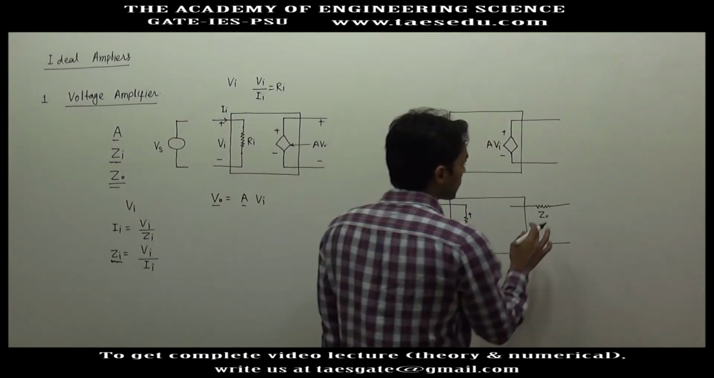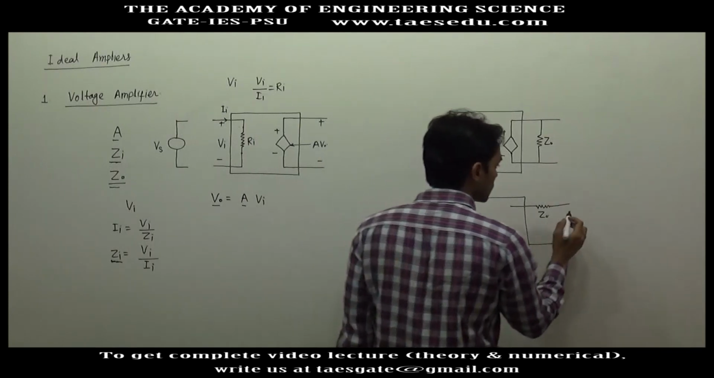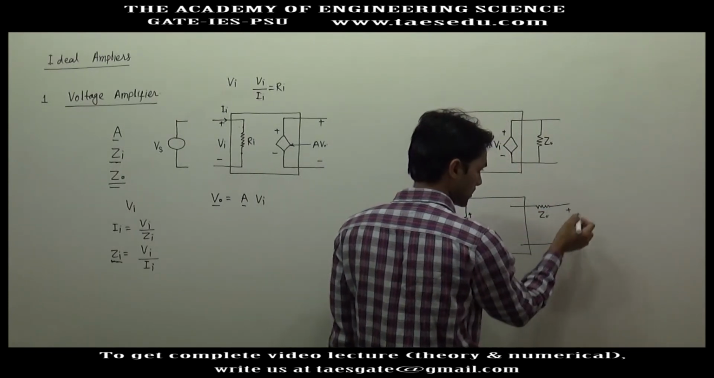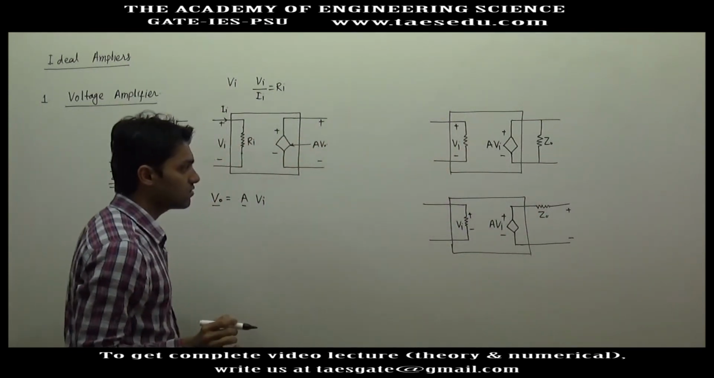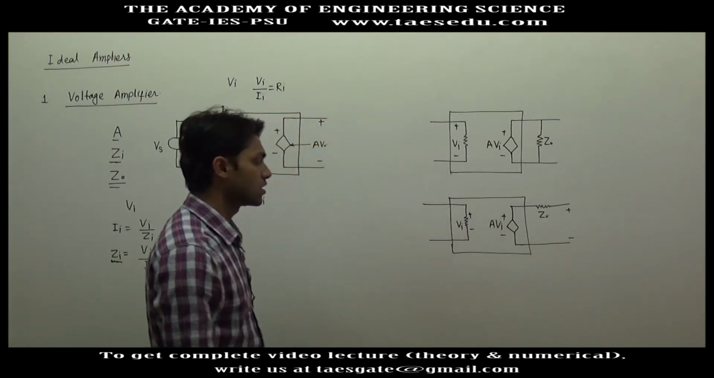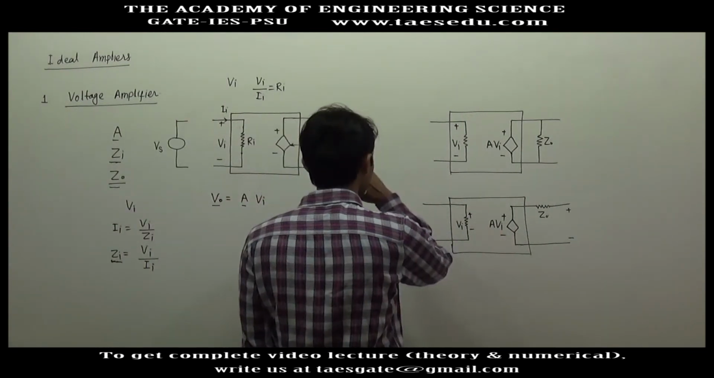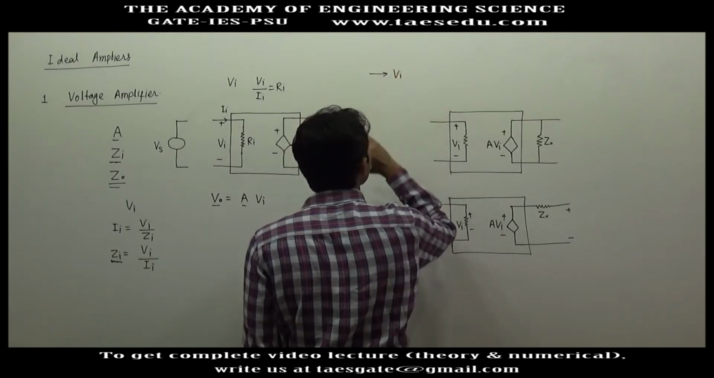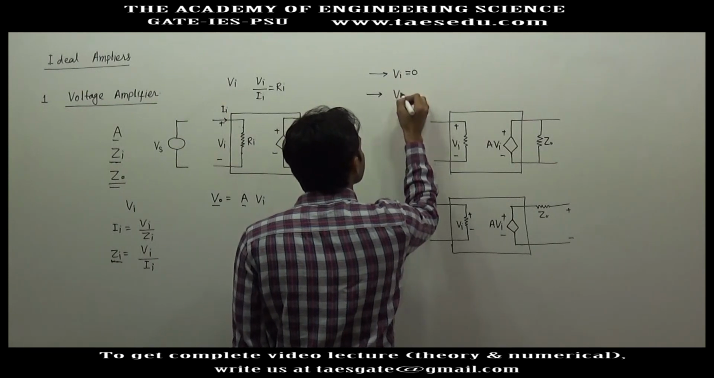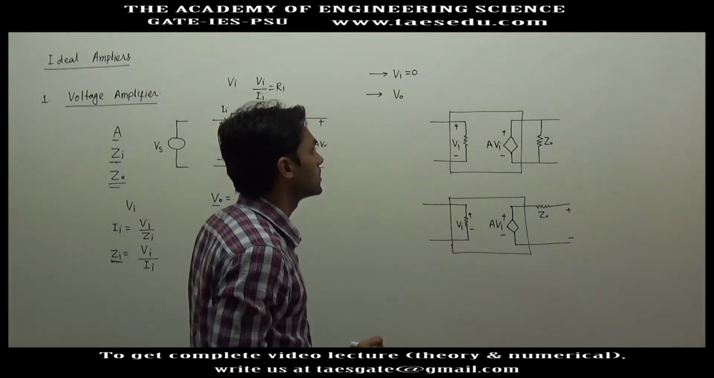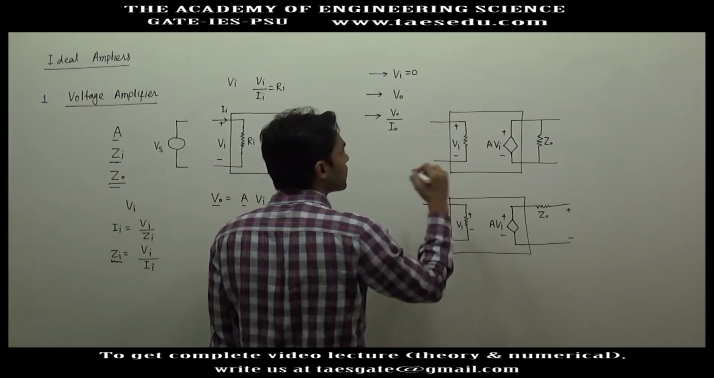Now the question is whether Zo at the output terminal should be connected in parallel to the output terminal, or in series with the output terminal. Here we have A into Vi. We can find the answer with the help of the definition of output impedance. How do we calculate output impedance? To calculate output impedance, we first set the input voltage Vi to 0. Then we connect a voltage source at the output. Let's say we connect Vo at the output. Then we find the output voltage divided by the current drawn from the output voltage source.